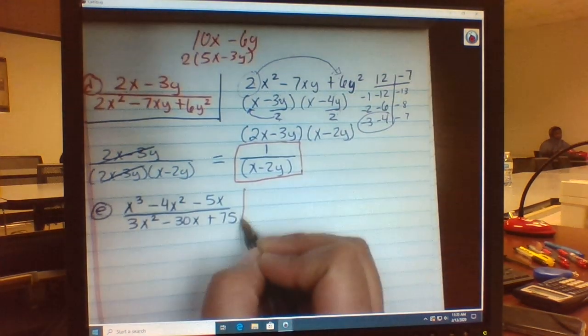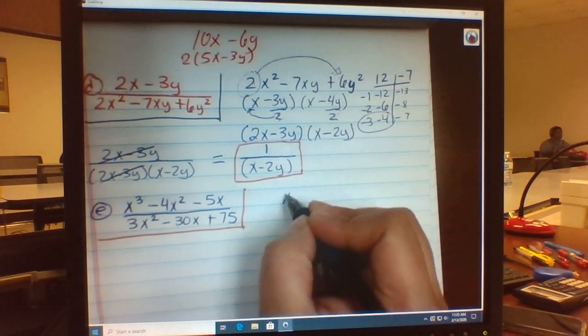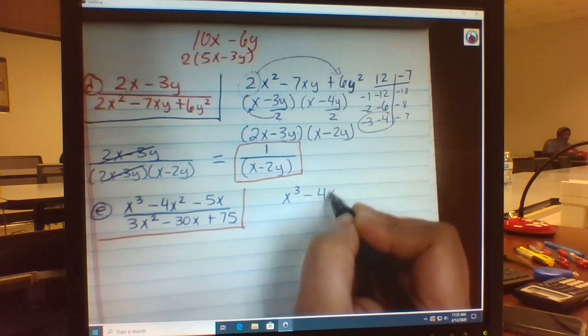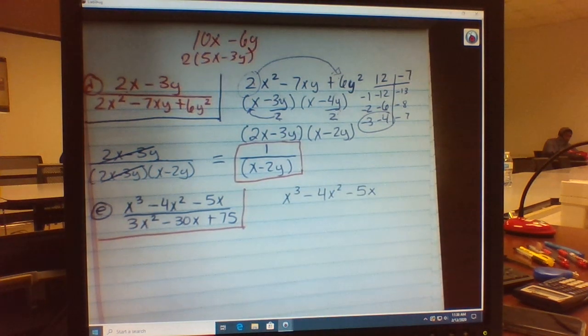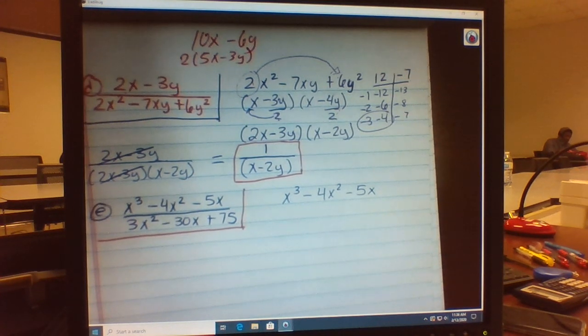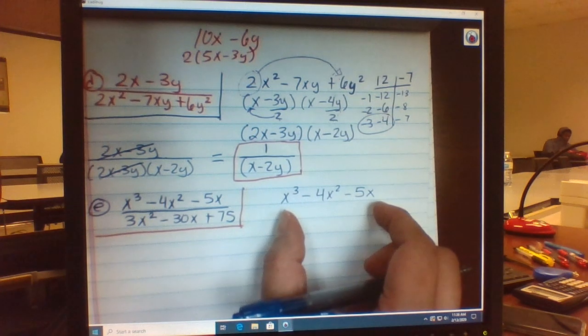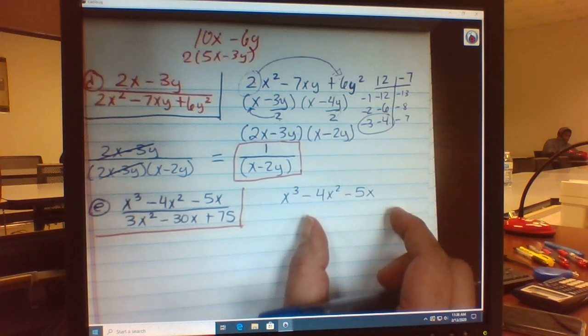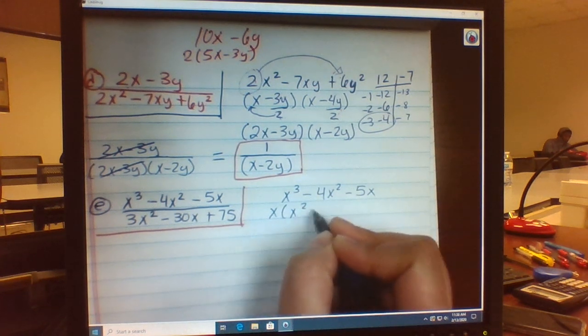So am I going to be able to do work with the top and bottom here? Yes. Let's look at the top. Won't you have 3 answers for this, for the top? I don't know, we'll see. So what do we know about the top? Everything has an x. So that's the first thing we have to do, factor out an x.